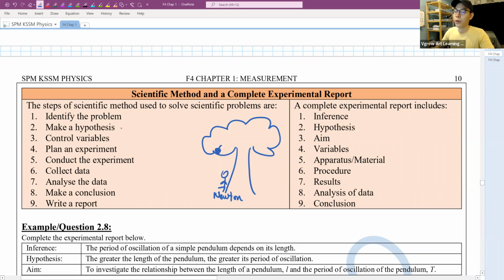Then he made a hypothesis. A hypothesis is a smart guess. Maybe he thought, oh, there's a force that pulls it down. Maybe that's the guess.